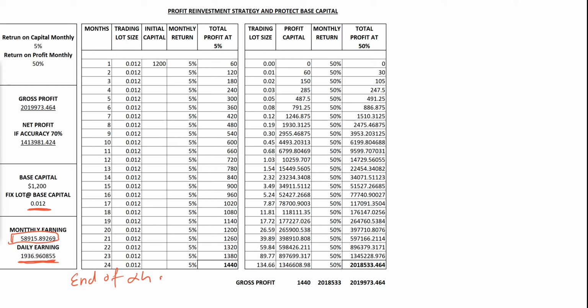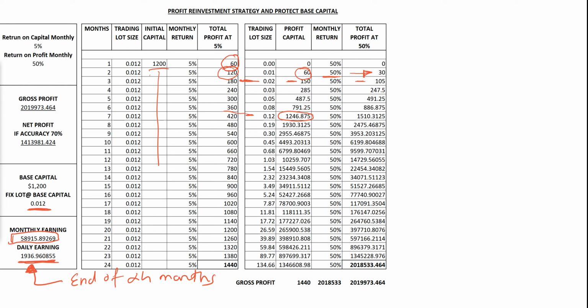Still, as you can see, at the end of the month you will be getting a profit daily of around $2,000. For the first month, $60 only, and the second return will be for the reinvestment, which will be $30. You put that profit into a 50% return with the 0.01 lot size. Same way, $180, you started with $150, your profit will be $105.